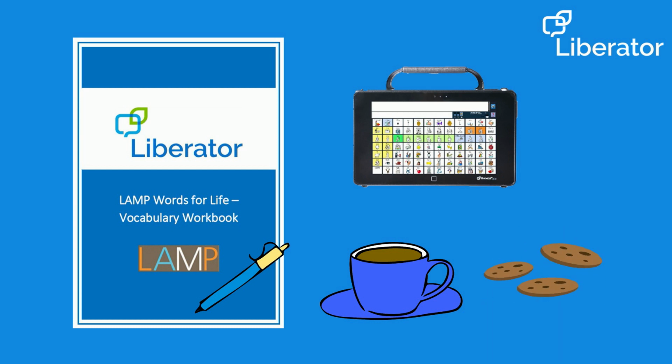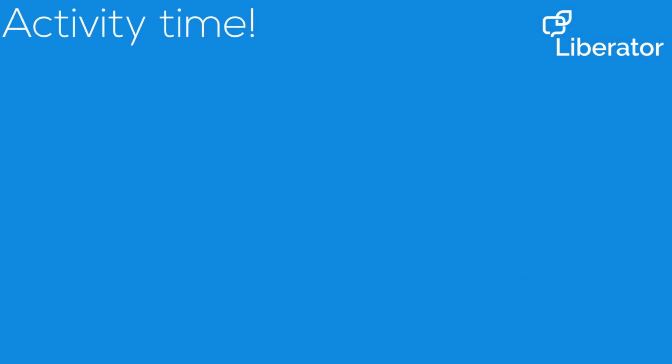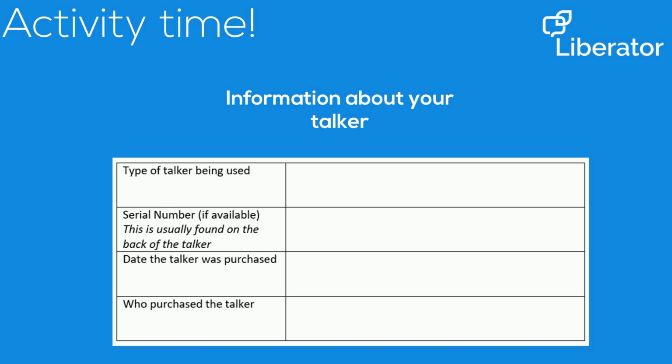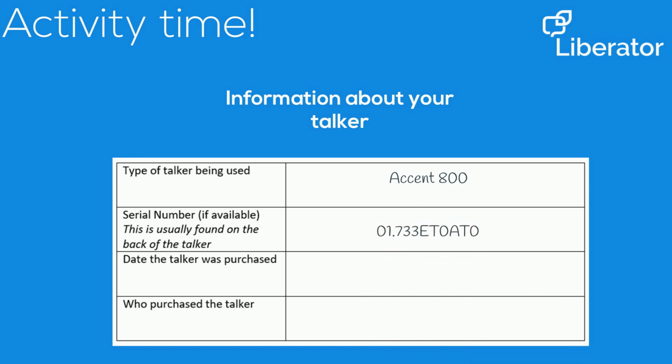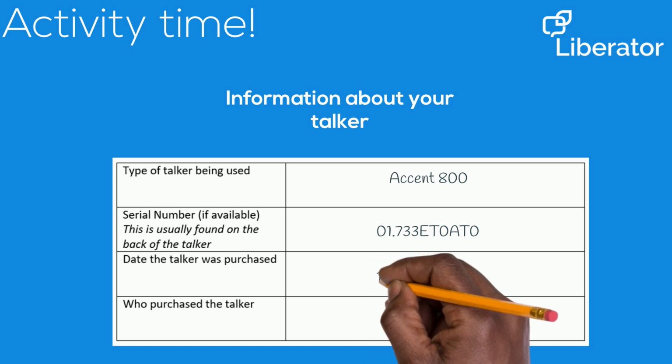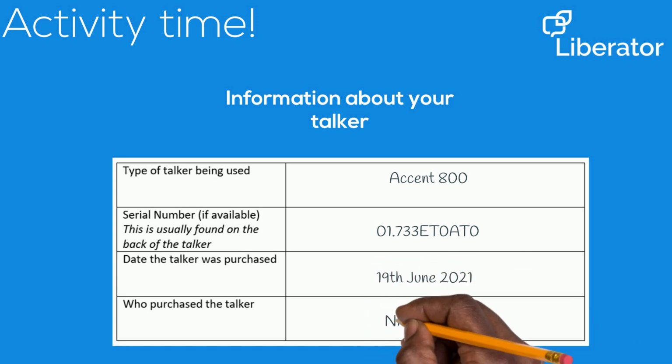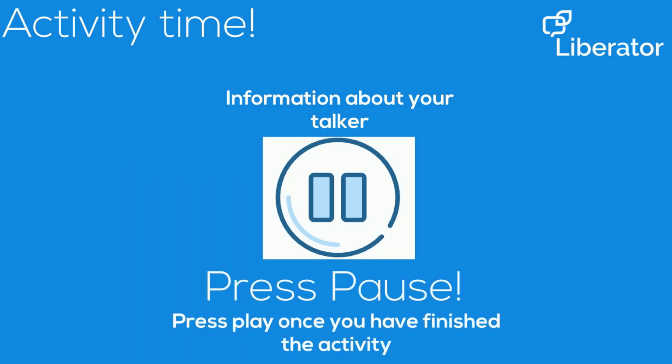It's activity time, and we're going to begin with just noting down a bit of information about your talker. If you know it, try to note down the type of talker being used, the serial number of the talker, which is usually found on the back of the device, the date the talker was purchased, and where the funding for the talker came from. All of this information can be really useful should you need to contact Liberator in the future for any support or guidance. You can pause this video while you complete the activity.